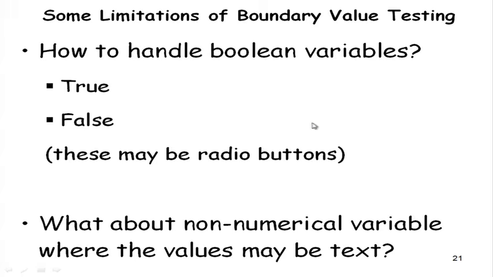But then what if we have Boolean variables? How do we handle it using the special value testing? These Boolean values are very common in user interfaces, where we have radio buttons, where we either mark the radio button or unmark it.